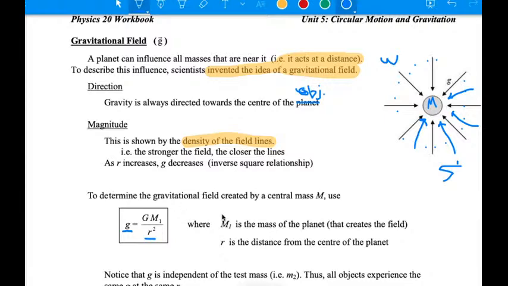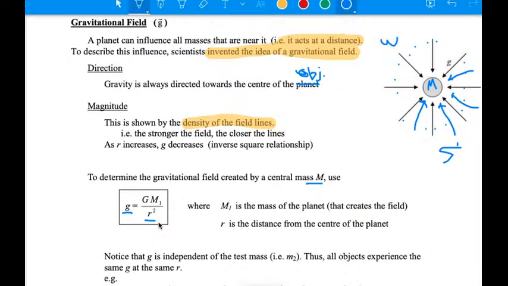To determine the gravitational field created by the central mass M, we use just a part of our universal gravitational equation. We're just removing our lowercase m2, because that would be the force due to gravity. Here we're just looking at a gravitational field. That's going to be one of the trickier parts conceptually, keeping the idea of a gravitational field and a gravitational force separate.